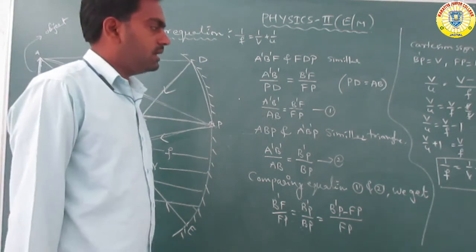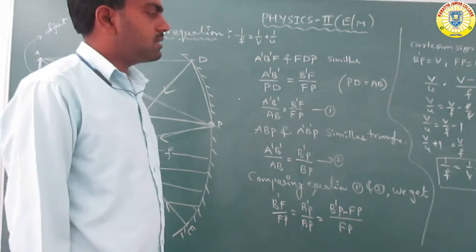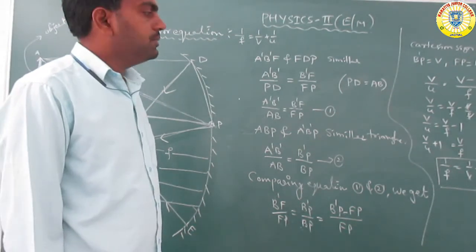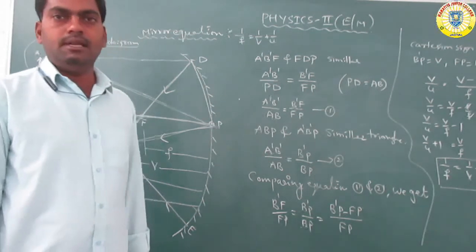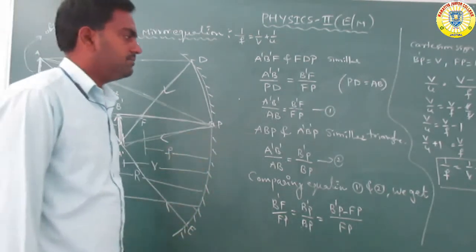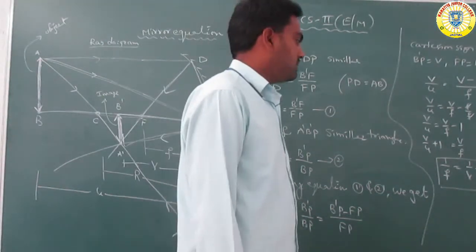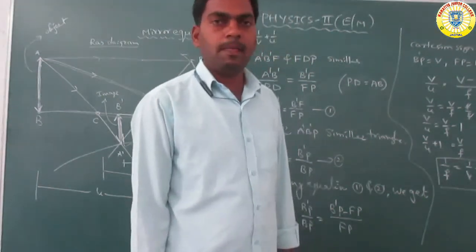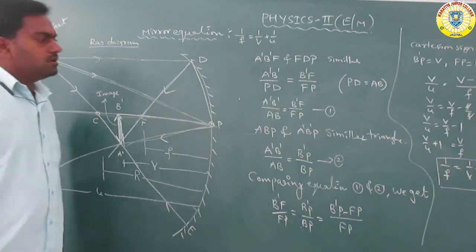F is called the focal length, V is called the image distance, and U is called the object distance. So using this equation, 1 by F is equal to 1 by V plus 1 by U is called the mirror equation. Okay, got it.